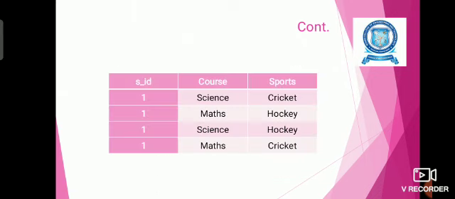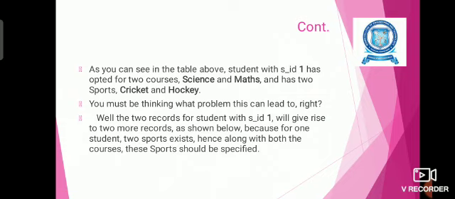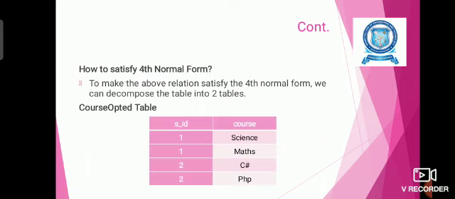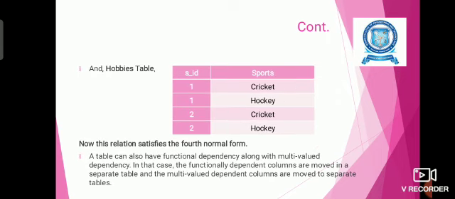So the table is not satisfying the fourth normal form. To make it satisfy fourth normal form, we can decompose the table into two tables. The first table can have two attributes, student ID and course, and the second table can have the attributes student ID and sports. Thereby we can satisfy the fourth normalization condition.